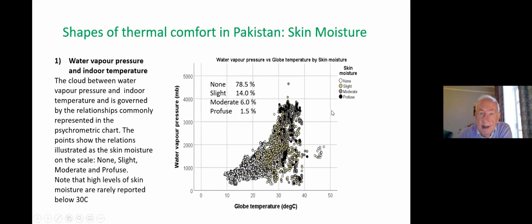And we can look at different things. We've looked mainly at the indoor versus the outdoor temperatures, but you can use the same approach. What we've got really is a 2-dimensional graph with a third dimension added by the color or shape of those points. And so we've got globe temperature versus water vapor pressure. And this you can see is more or less like the shape of a psychrometric chart.